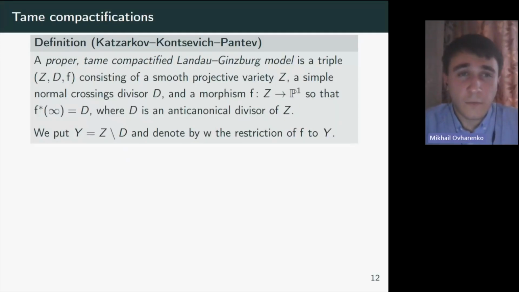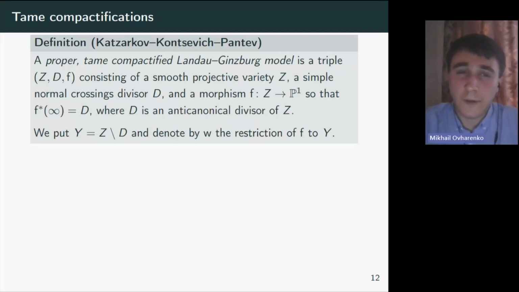So let us introduce the following definition, which is after Katzarkov and Przyjalkowski. We would call a triple of a smooth projective variety Z, a simple normal crossing divisor D and a morphism f of Z to P^1 a proper tame compactified Landau-Ginzburg model if its fibre over infinity should be the anticanonical divisor of the total space Z.